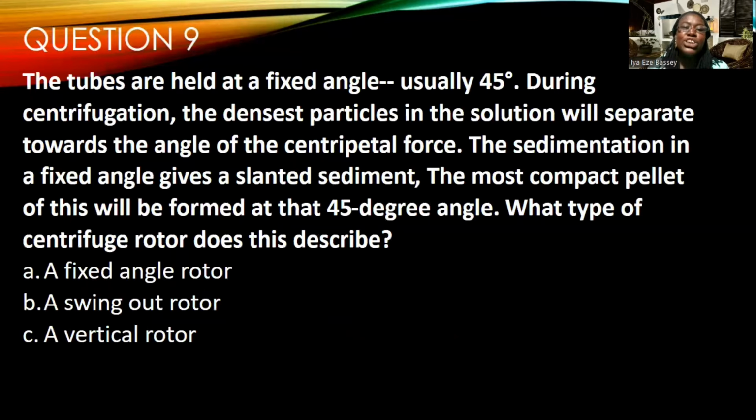So 9, the tubes are held. I'm going to tell you a small story. So the tubes are held at a fixed angle, usually 45 degrees. And during centrifugation, the densest particles in the solution will separate towards the angle of the centripetal force. And the sedimentation in a fixed angle gives a slanted sediment. The most compact of these will be formed at 45-degree angle.